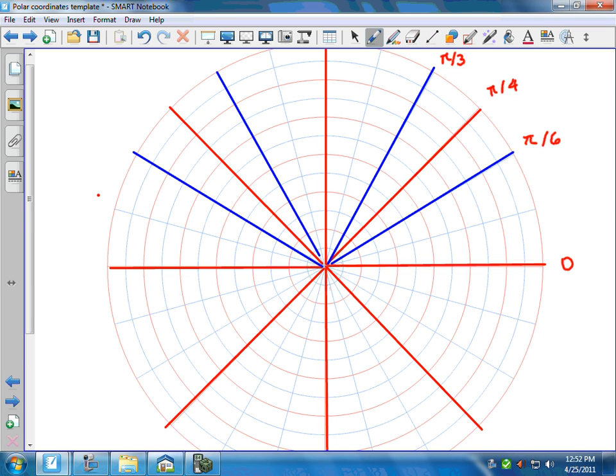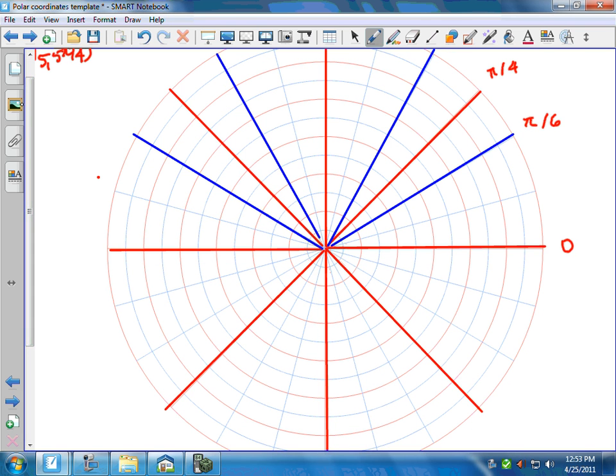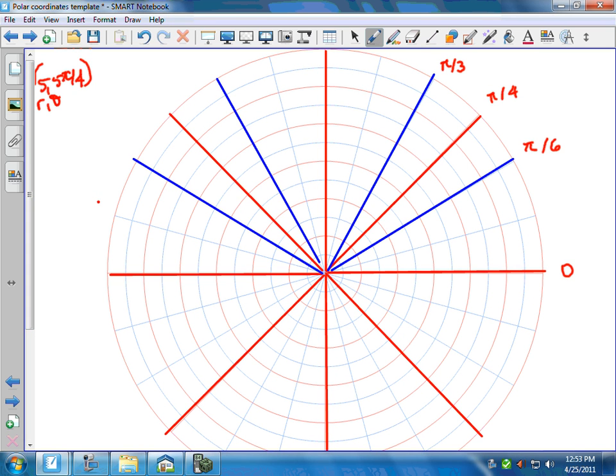Okay, to plot the first point, 5 comma 5 pi over 4. Remember, this is given to you in polar coordinates. This is like r comma theta. So, first of all, locate the theta. In this case, 5 pi over 4. What is 5 pi over 4, by the way? It's pi plus pi over 4, right? So it's going to be down here somewhere. This is your 5 pi over 4. Basically, it's pi plus pi over 4.